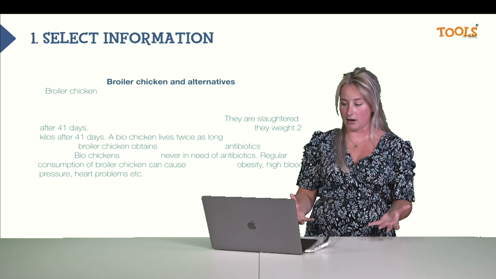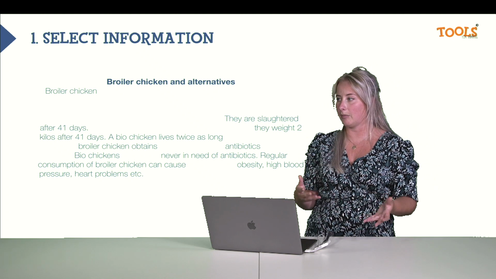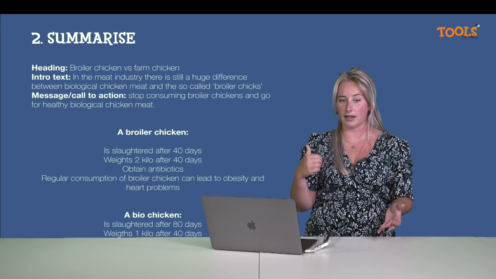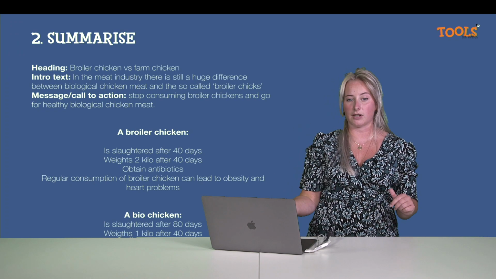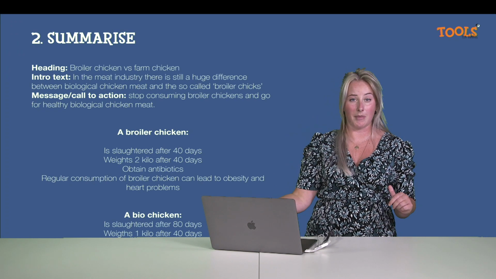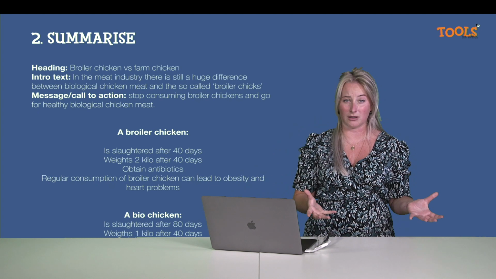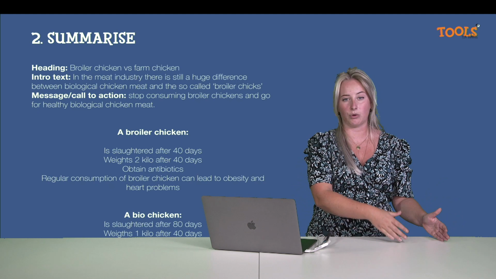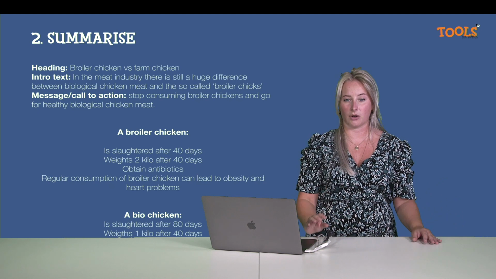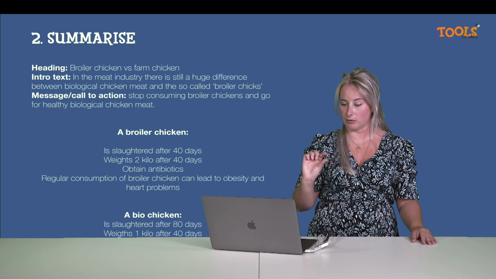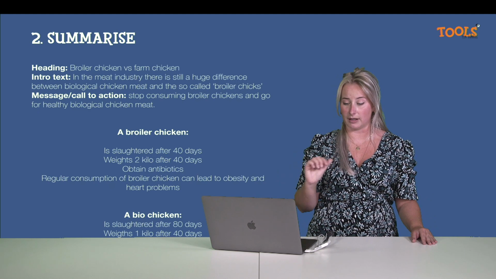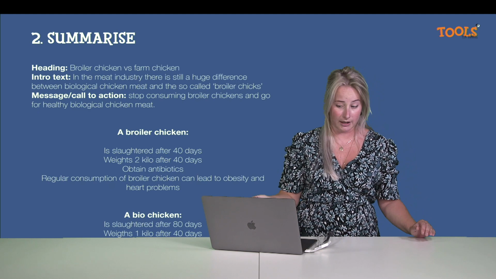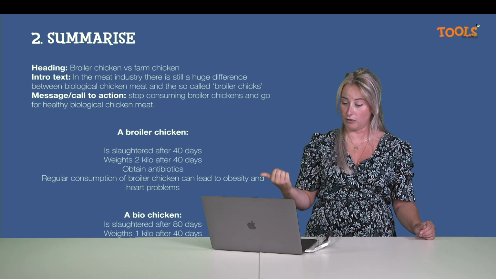So when that is done, I'm going to think what should be in my infographic. So I need a heading, I need an intro text, I need a message or some kind of call to action, and I need data to visualize, and of course my eye catcher. So I made a list of things that should be in there. So I already thought about a catchy title. So it's going to be broiler chicken versus farm chicken.